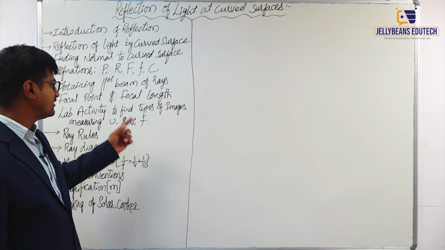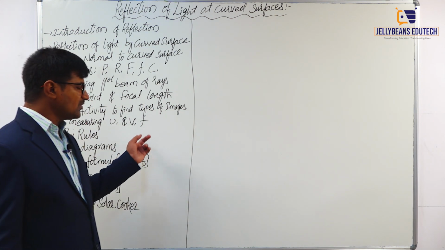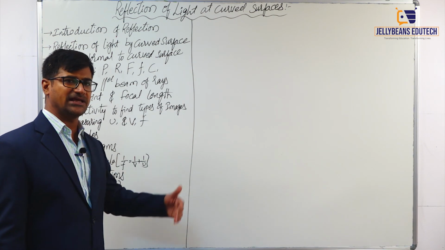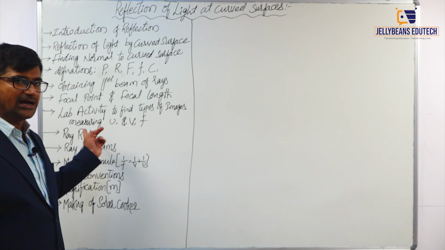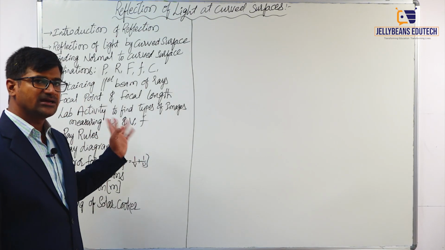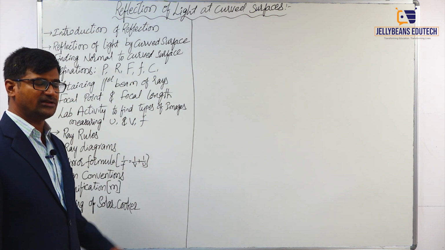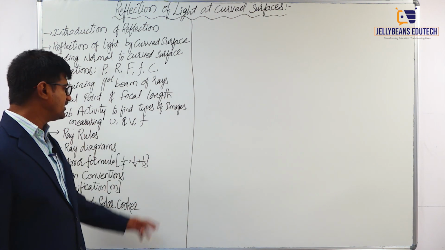Next, lab activity. In this lab activity, we are going to find out the types of images, how many types of images can be obtained when we place an object at different positions. We will also learn how to measure the object distance, image distance, and focal point, and from where we have to measure them.